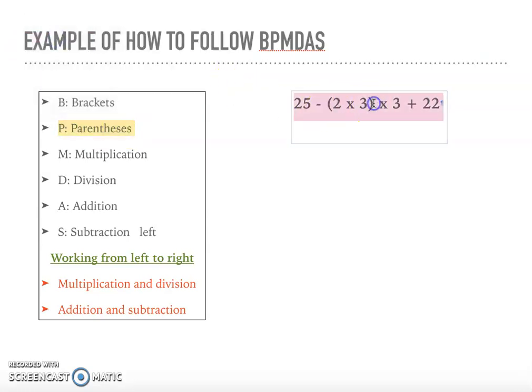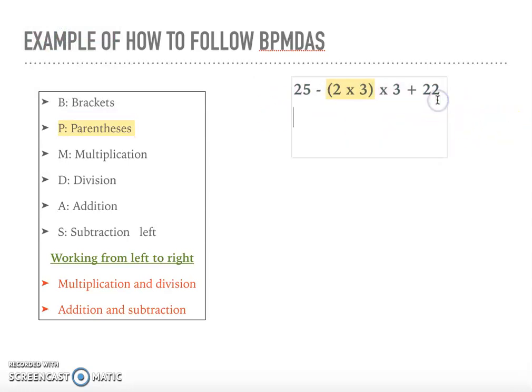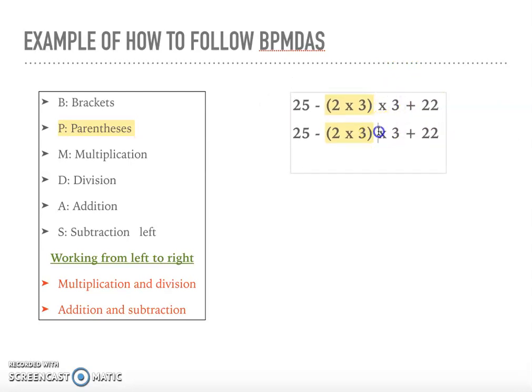So I'm going to come here, oops, not highlight everything. I'm only going to highlight or underline my parentheses. So I want to know what number my parentheses represent. So 2 times 3 gives me 6. So I'm replacing my parentheses with 6.